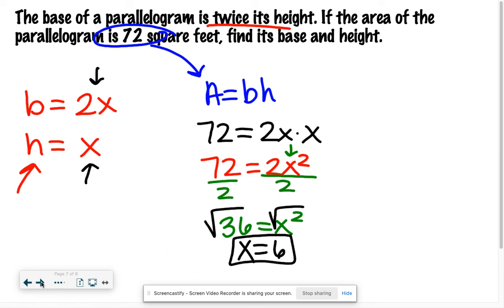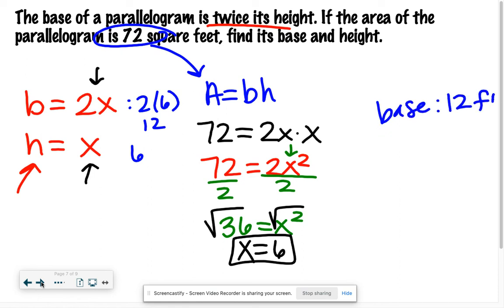But now just make sure you answer the question, what is your base and your height? So plug back in. If x is 6, if we plug in 6 here, 2 times 6 gives us 12. And our height is 6. So if you want to be fancy, base is 12. What are we in feet? Height is 6.